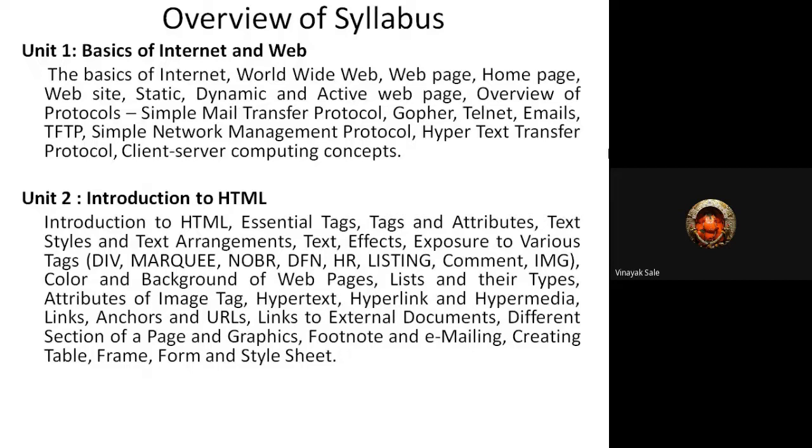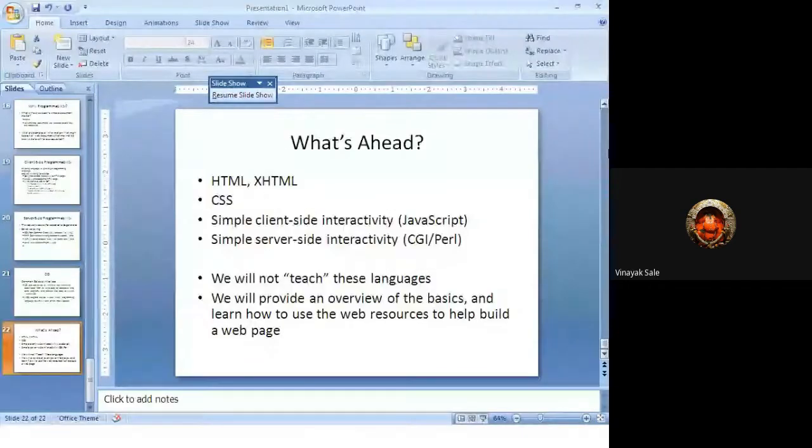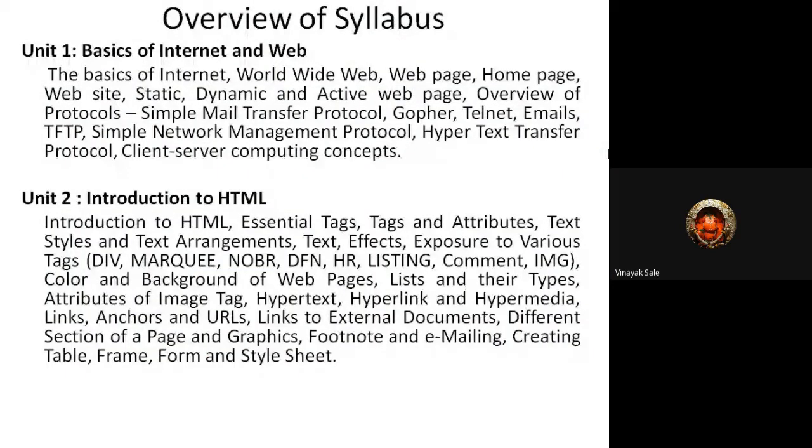So in unit first, that is basics of internet and web: basics of internet, world wide web, web pages, home page, website, static, dynamic and active web pages, overview of protocols such as SMTP, that is simple mail transfer protocol, Gopher, Telnet, emails, TFTP, then SNMP, that is simple network management protocol, then HTTP, hypertext transfer protocol, client server computing concepts.